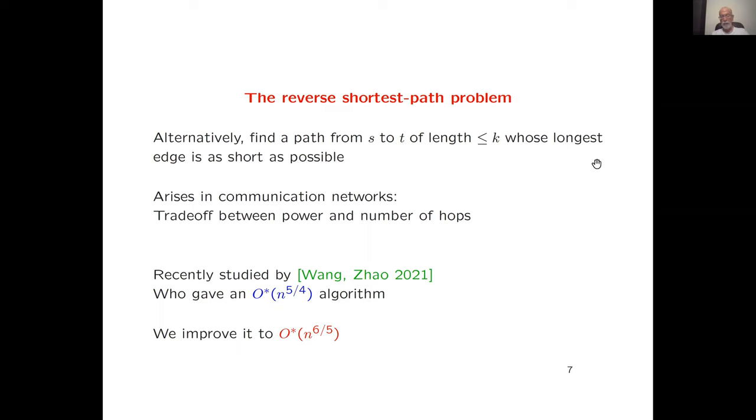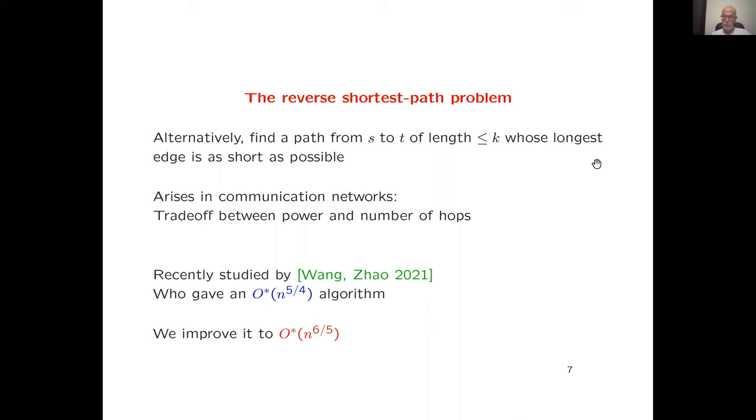So this problem has been studied around, we did not invent it, and recently Wang and Zhao solved it by a complicated algorithm that runs in O star of n to the 5 over 4 time. The star notation is just to hide factors like n to the epsilon or polylogarithmic factors and so on, so I'll just use it freely during the talk. And using this technique that I will soon talk about, we managed to improve it to n to the 6th.